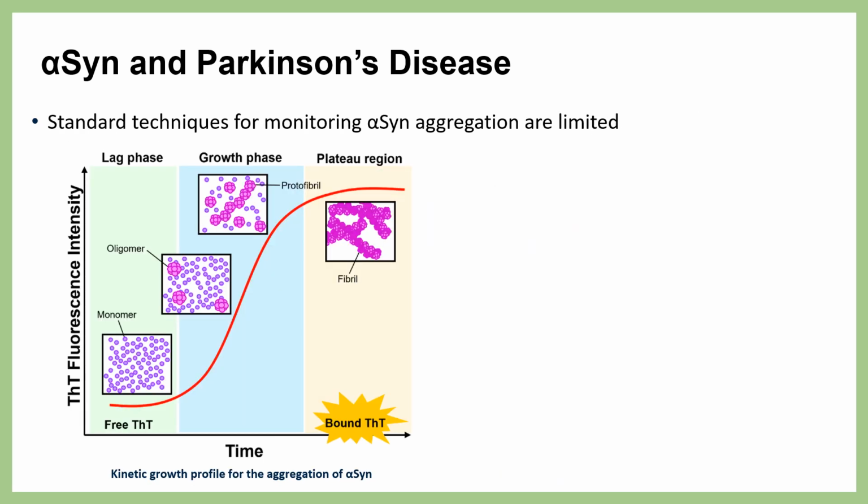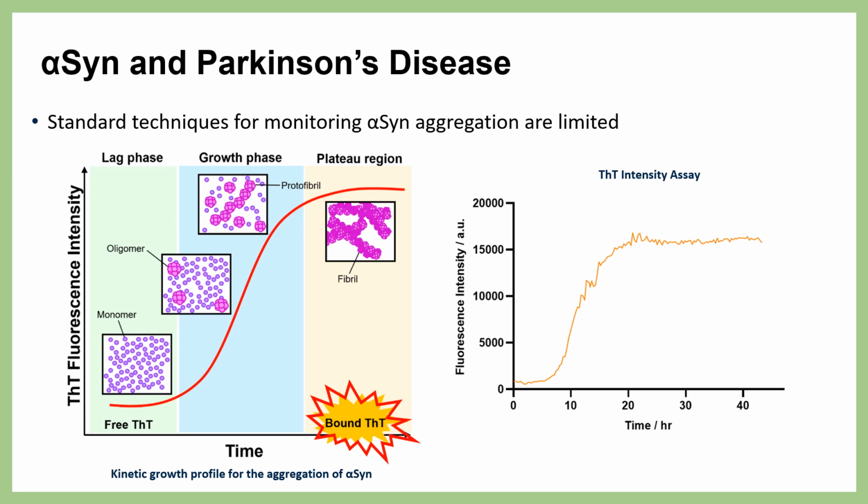Currently, the main technique used to monitor the aggregation of synuclein in vitro is through the use of ThT intensity assays. ThT, or thioflavin T, is a fluorescent molecule which, when free, has a low fluorescence intensity. But when bound to beta sheet fibrils, it has a much higher fluorescence intensity. This enables synuclein aggregation to be monitored from the fluorescence intensity of ThT and usually shows a very characteristic sigmoidal curve. An example of this type of plot is shown now.